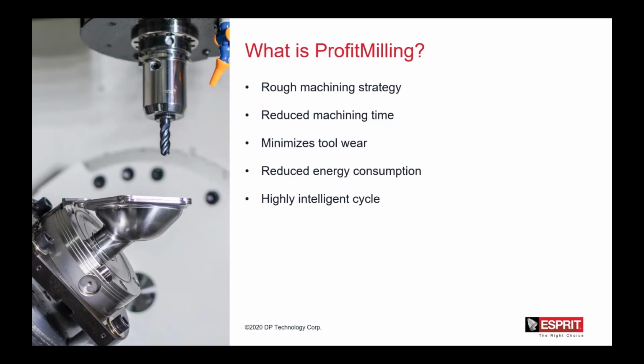Because of these two things, you also have reduced energy consumption. You're not running your machine as long per part, so you have a reduced energy consumption. And these are highly intelligent cycles, so the cycle is constantly being optimized. With a traditional milling cycle, you typically have one feed rate output at the beginning and it runs that feed rate constantly. With profit milling, we're constantly adjusting the feed rate during the operation based on the engagement that the tool is in material. So it's a highly optimized and intelligent cycle, which is really nice.